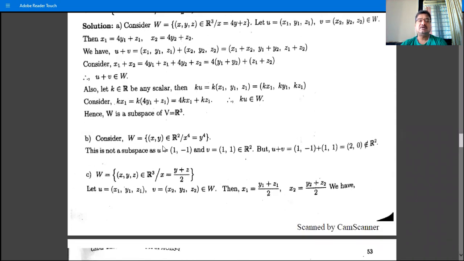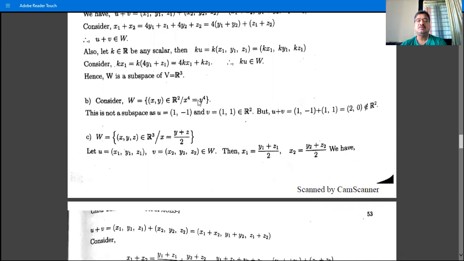So W is the set of ordered pairs (x, y) belonging to R square such that x raised to 4 is equal to y raised to 4. This is not a subspace. Why is it not a subspace? Because we have a counter example for the addition property. So take u as (1, -1) and v as (1, 1). These are elements of R square.